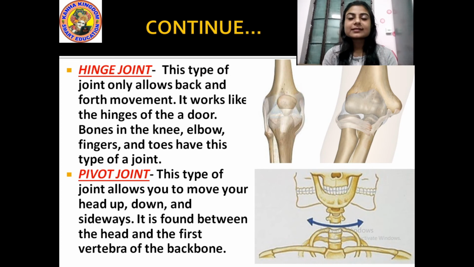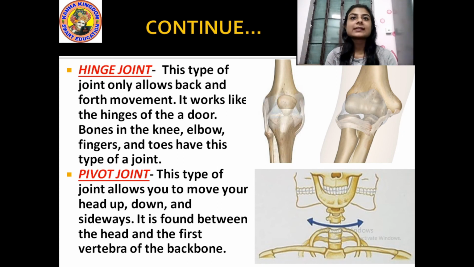And now students, the hinge joint. What is hinge joint? This type of joint only allows back and forth movement. That means only one way, whether it will be front or back, or left to right. Only back and forth movement. It cannot move in different directions.